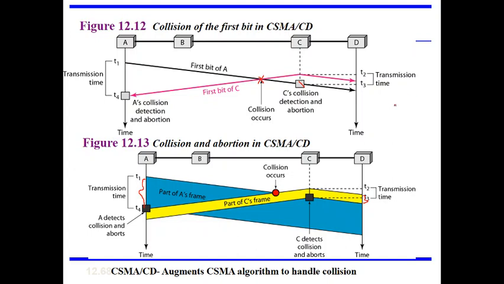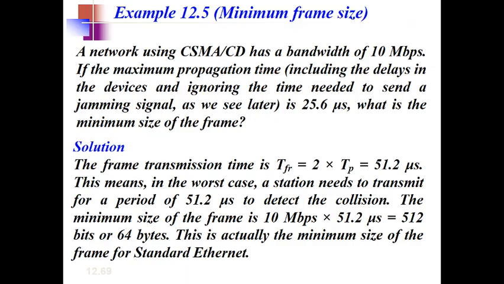So based upon the study, it is given that the frame transmission time, that is TFR, should be at least 2 times the propagation delay. So this should be the frame transmission time in CSMA CD. So we'll see one with an example.